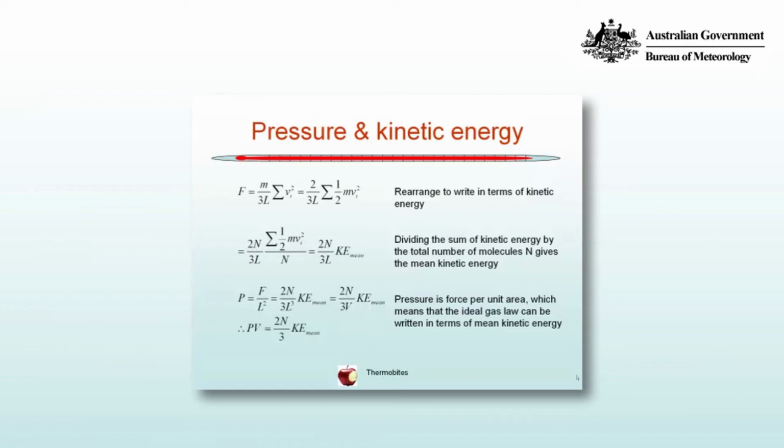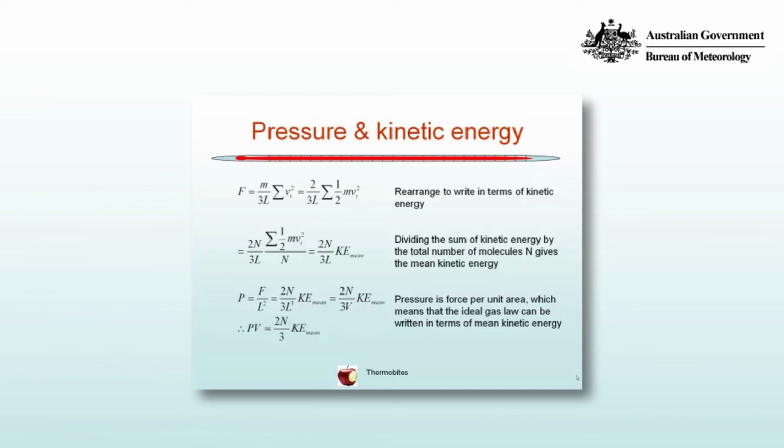Now pressure is equal to force per unit area, which is force divided by our length squared, because we've got a box here. And so we can take our equation for force that we've derived in terms of the mean kinetic energy and now write it in terms of the pressure. So the pressure is twice the number of molecules divided by 3 times L cubed, which is the dimensions of our box, by the mean kinetic energy. And because we have a cube, L cubed is the volume. So P is equal to 2N on 3V by the mean kinetic energy.